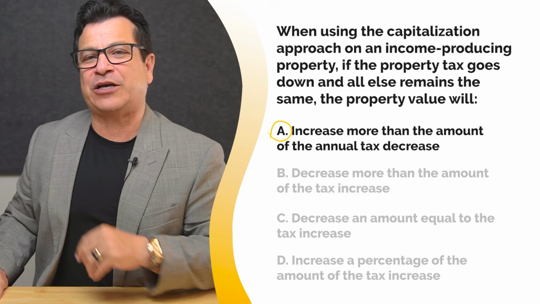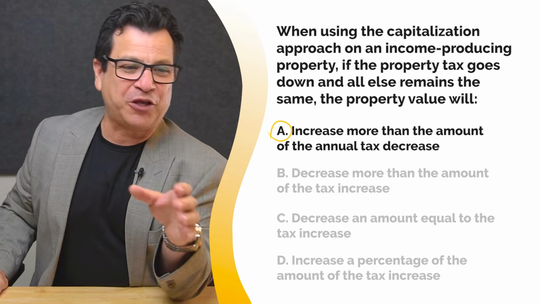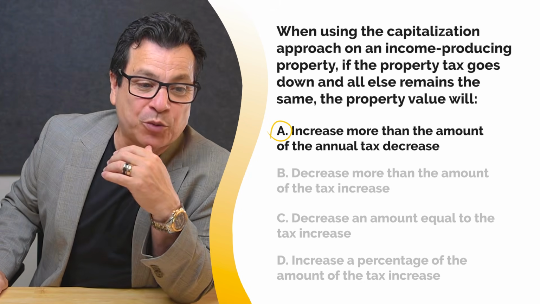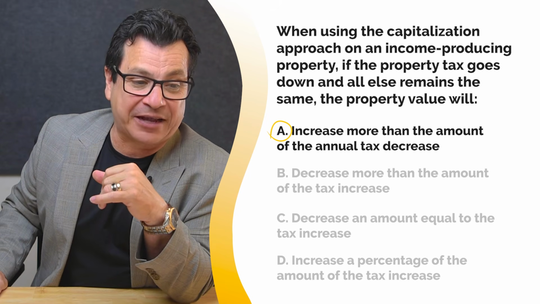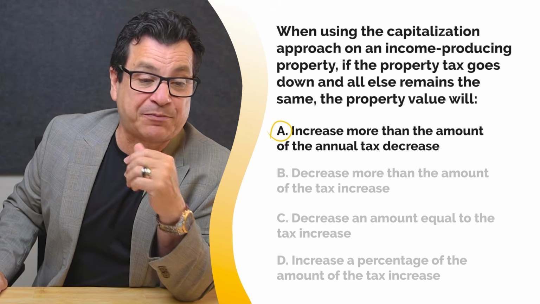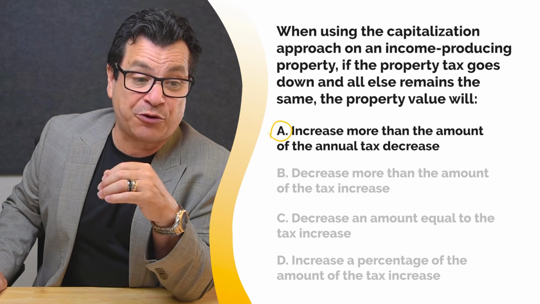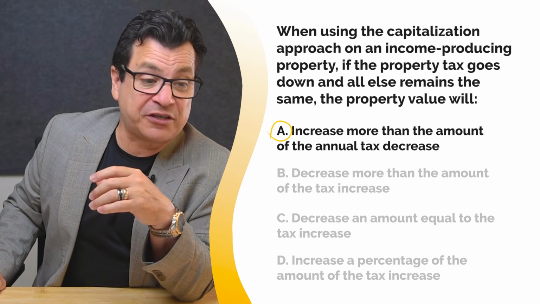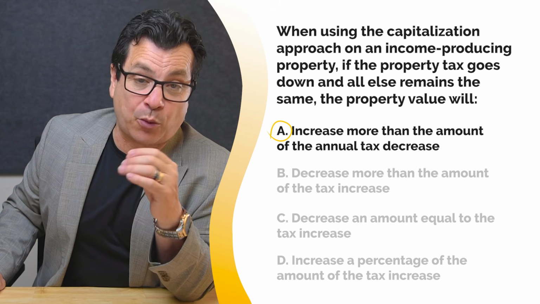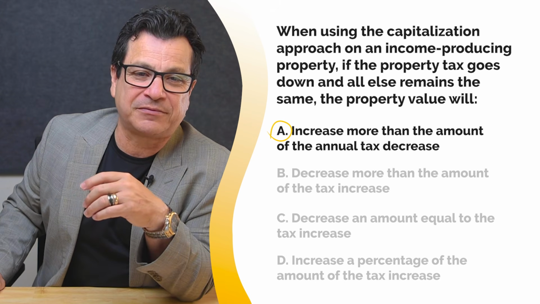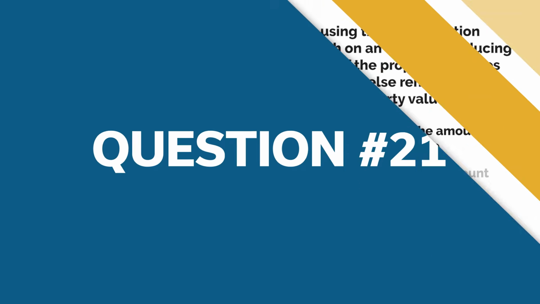Now why? Well, let's take a look at that explanation there. The value would increase more than the amount of annual taxes because the capitalization rate is a multiplying factor. For example, if the annual tax decreased by $100, your expenses would decrease by $100. So if the investor used a 10% capitalization rate, the property value would increase by $1,000. There you have it. All right, let's go to the next one.